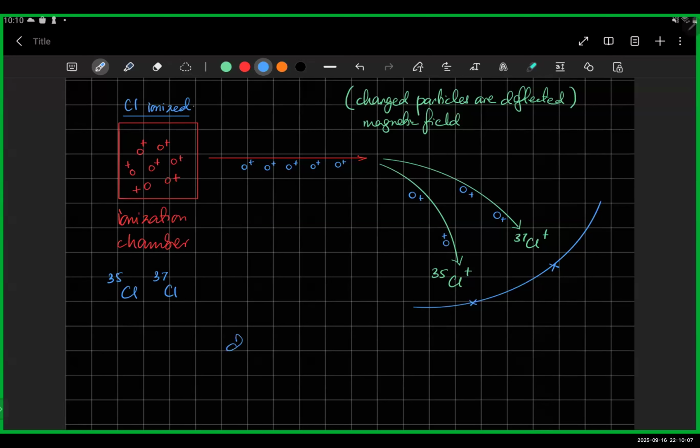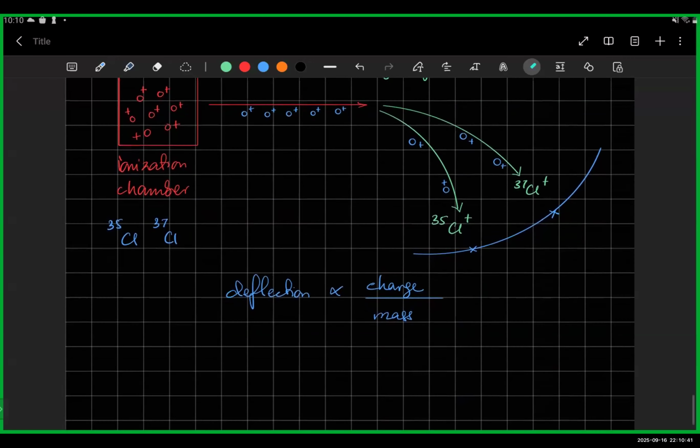Now, the deflection of the particles is inversely proportional to the mass of the particles and directly proportional to the charge of the particles. And the whole system is designed in such a way that it purely focuses on +1 particles. So deflection is inversely proportional to mass. The bigger the mass, the lesser the deflection. So based on the deflection, the whole instrument is calibrated.